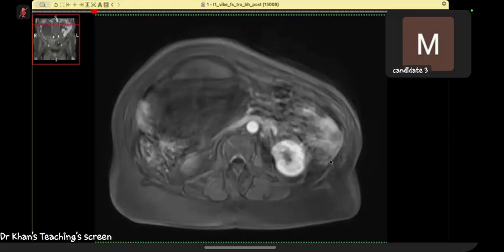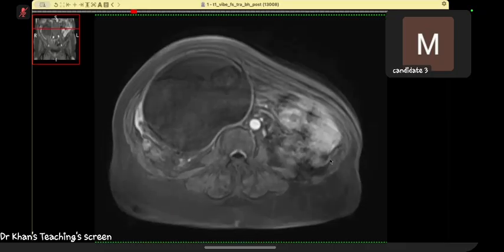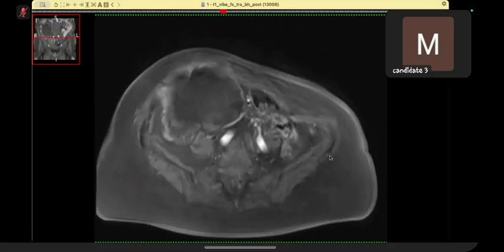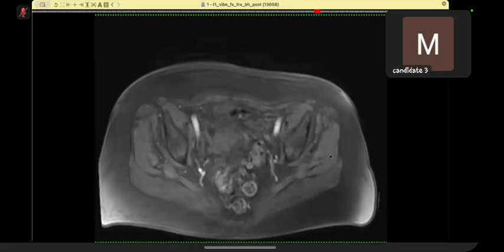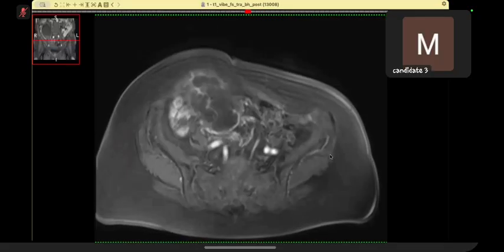And I couldn't see any hepatic lesion to suggest a metastatic deposit, and no definite swelling of the mesentery or any acute complication related to this large pelvic mass.